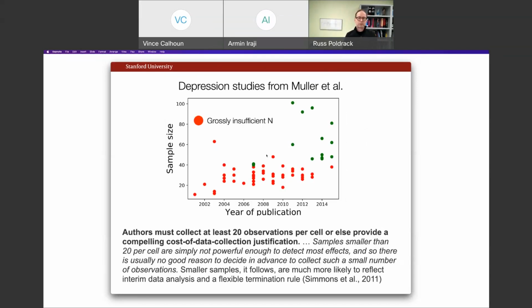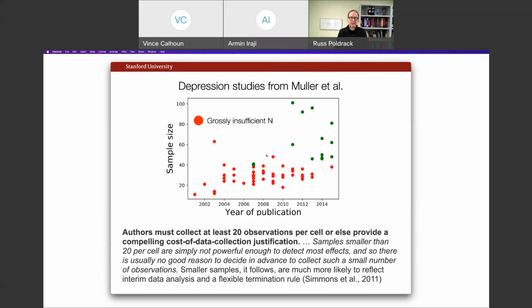So, some of you may be familiar with this paper by Simmons et al. from a few years ago called False Positive Psychology, which laid out a bunch of issues in psychological research that they claim were driving irreproducibility. And one of the claims that they made was that any time a study reports 20 observations per cell or less, they need to provide a really compelling justification for that.